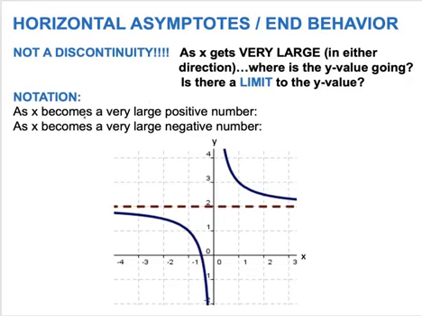When we say as x becomes a very large positive number, the notation for that is as x approaches infinity. Or we can put the infinity symbol here. And as x becomes a very large negative number, we can write that in symbols as x approaches negative infinity. That's a very large negative number.